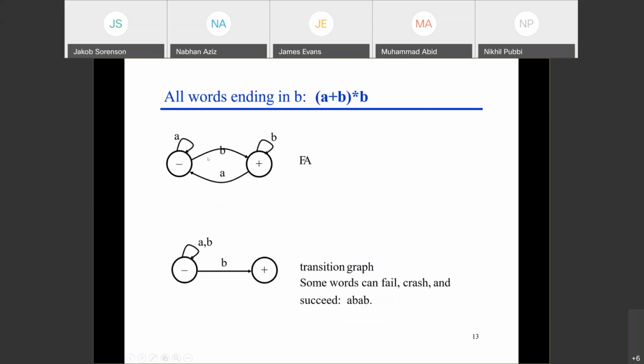I have this FA, and it is written there FA, so it means this is valid. And let's see what language this FA is doing. So first let's revise this: whether this is a valid FA or not.